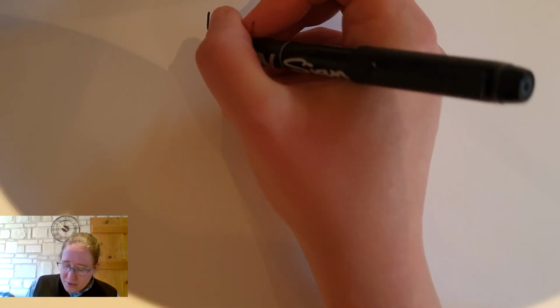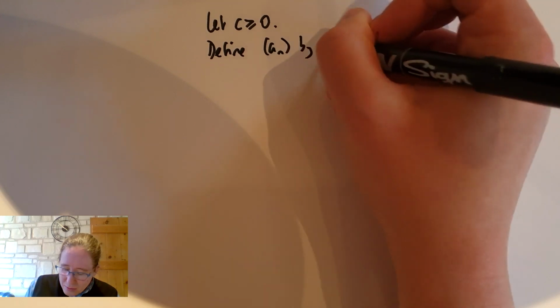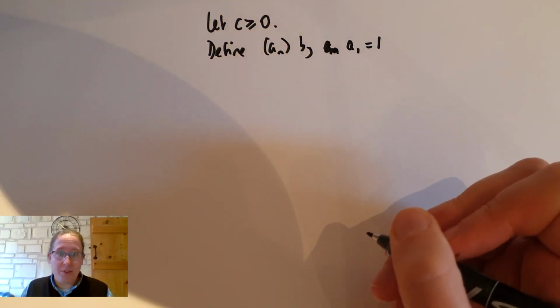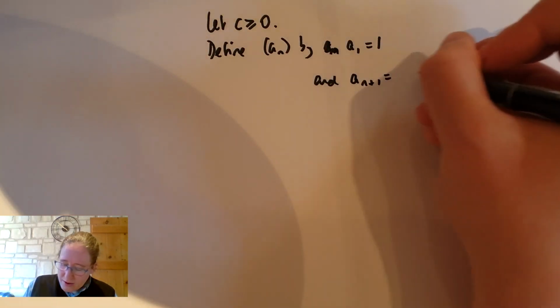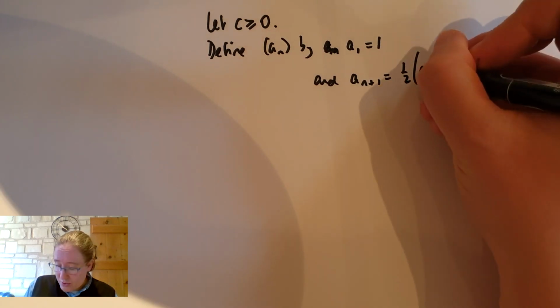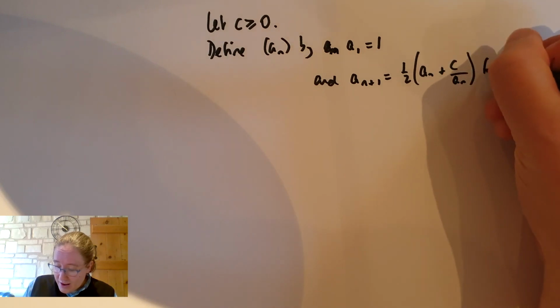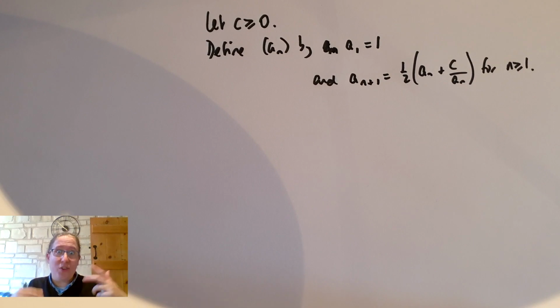How am I going to do that? Well, I'm going to define a sequence a_n by a_1 is 1. This might be a slightly mysterious definition for now. And a_{n+1} is going to be defined to be a half of (a_n plus C over a_n) for n greater than or equal to 1. So this is a recursive definition. Each term is defined using the previous one, except that we fix a_1 as 1.